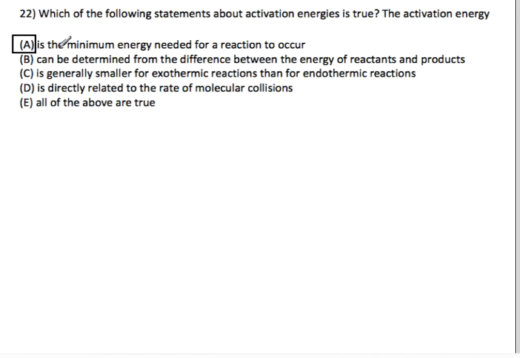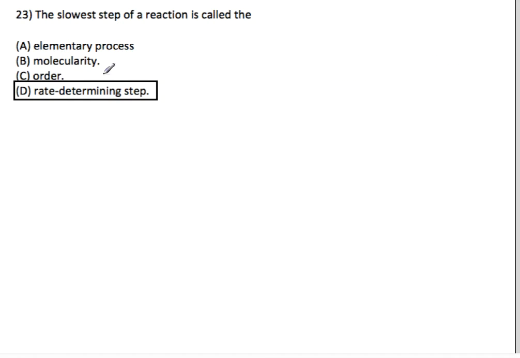Next one, 22. Which of the following statements about the activation energy is true? The activation energy is the minimum energy required for a reaction to occur. So that's the minimum amount of energy to break the chemical bonds in order for a reaction to occur. The slowest step in the reaction is called the rate determining step. It usually has, or it does have, the highest activation energy associated with it also.